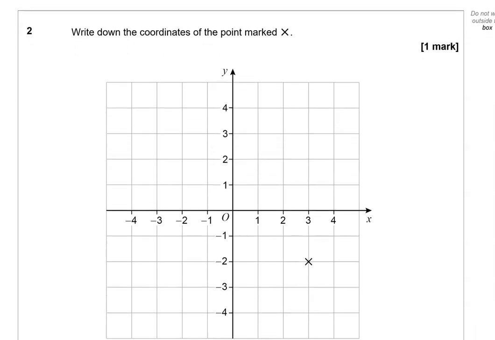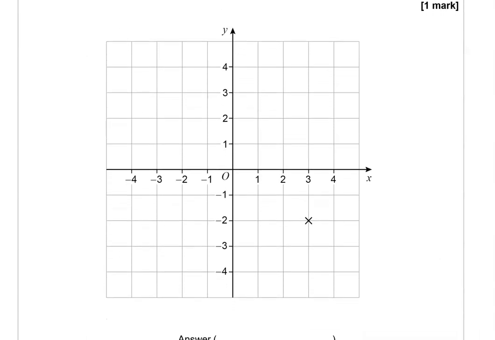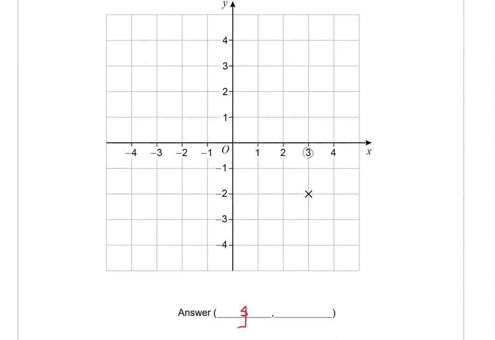Write down the coordinates of the point marked with X. So that is horizontally 0, 1, 2, 3. And then vertically that is -2. So we start with the X coordinate, which is horizontally, and then we move to the Y coordinate, which is vertically.